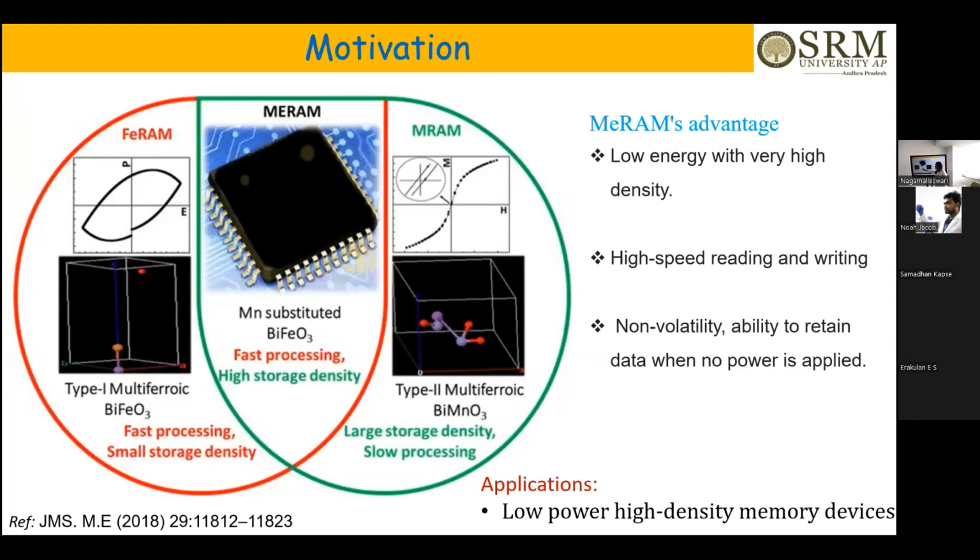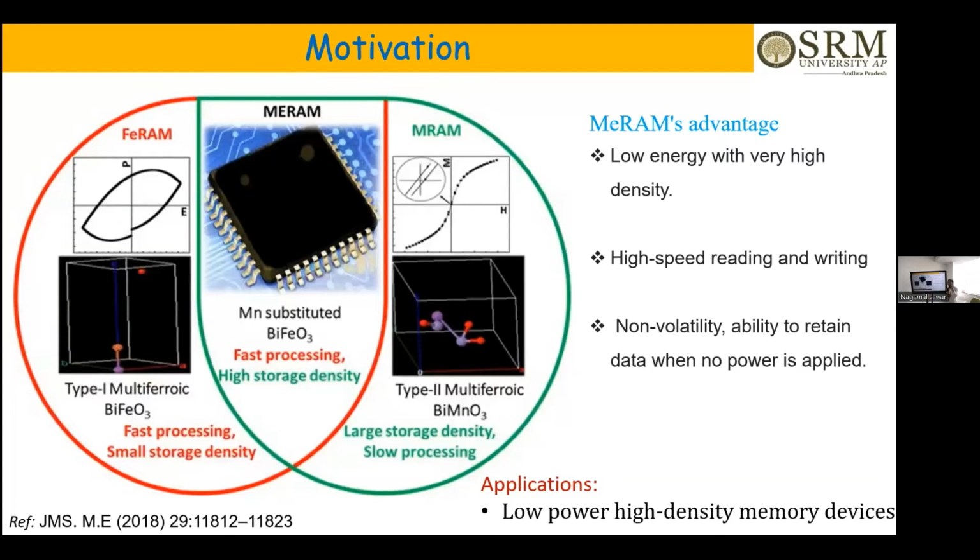As we combine these two materials, meaning a small amount of substitution in bismuth iron oxide, the material drastically changes its properties. It gets fast processing and high storage density. This is known as MERAM, magneto-electric random access memory. This memory shows non-volatility and high speed, and we can read and write in these memories.